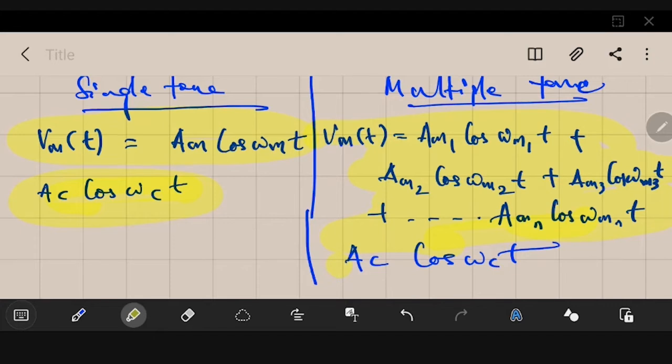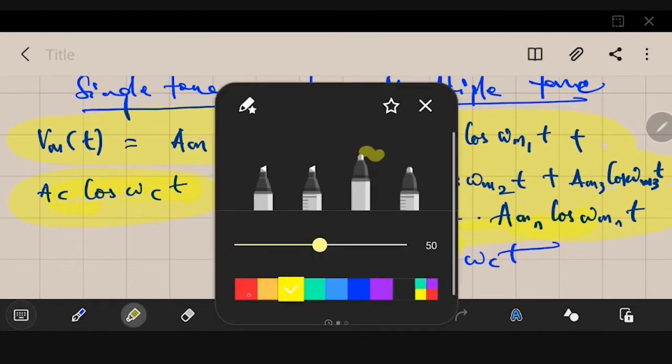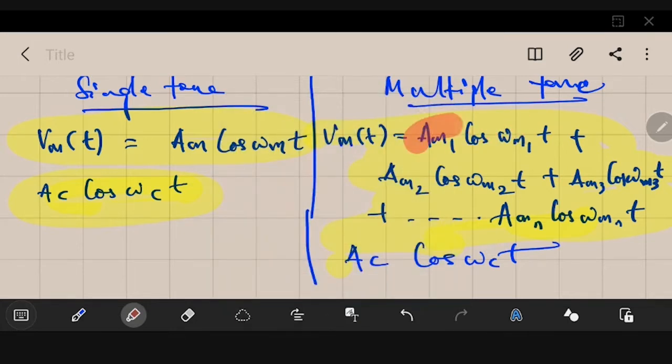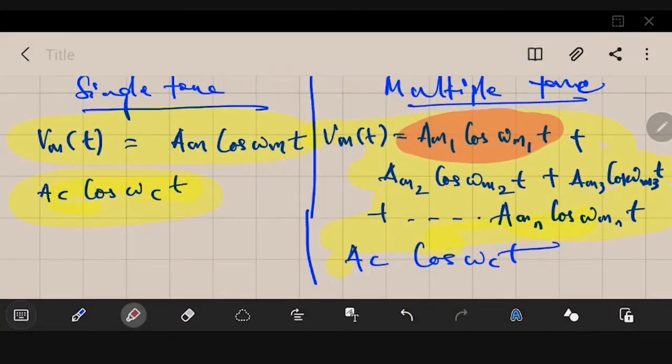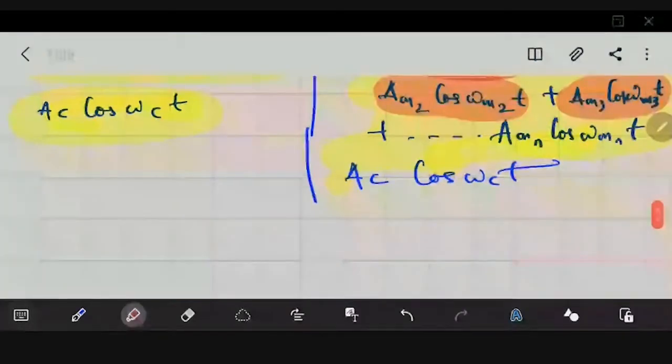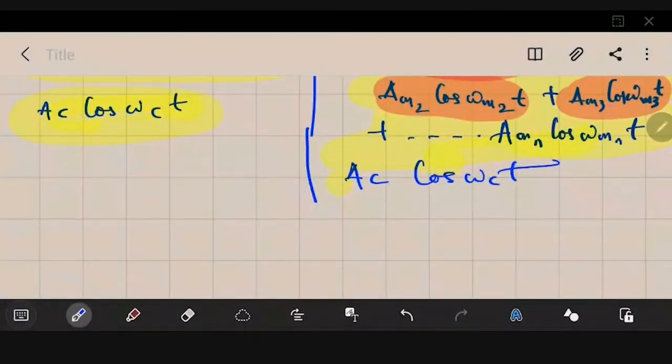If you look at the different tones, you could see that the frequency contents are different. In the first term, am1 cos omega m1 t, the frequency is omega m1 radians per second, or you could say it has the frequency fm1 hertz. In the same way, you could see the next terms also have different frequency components. If you consider practical radio broadcasting, it actually has a multiple tone signal. So we will be discussing that kind of modulation, and we will also be finding out the power in such a signal.